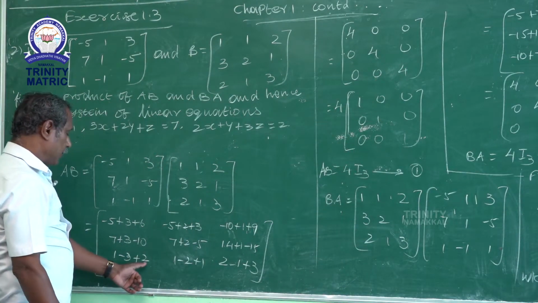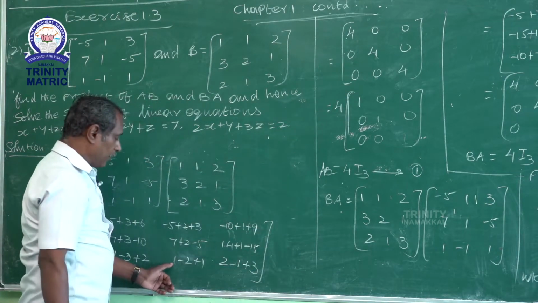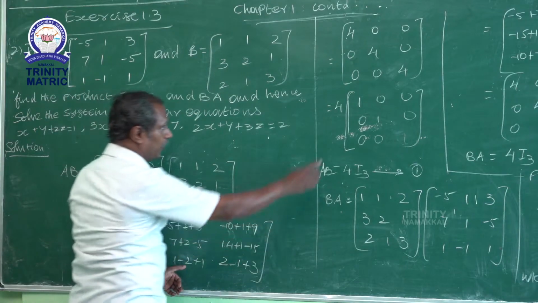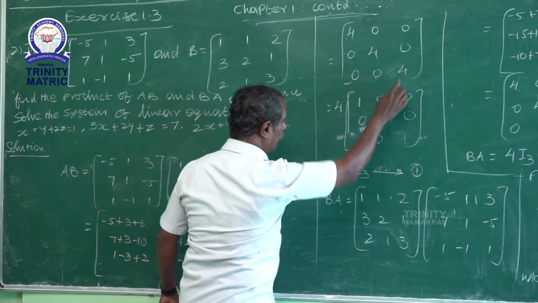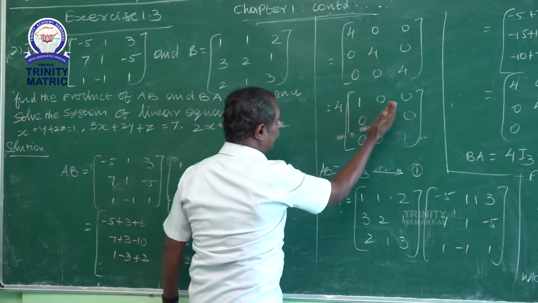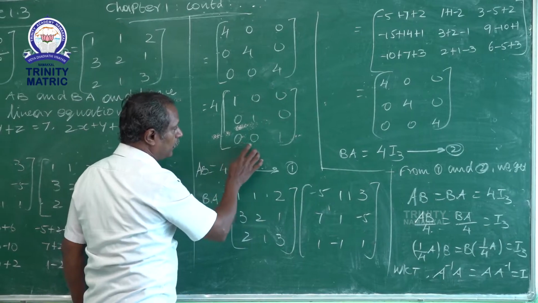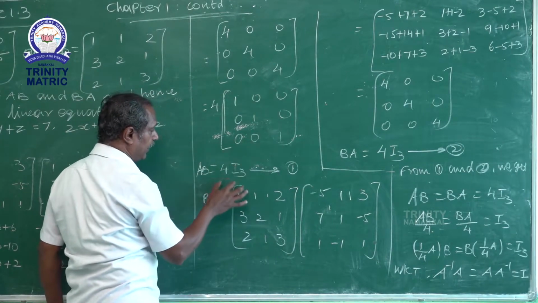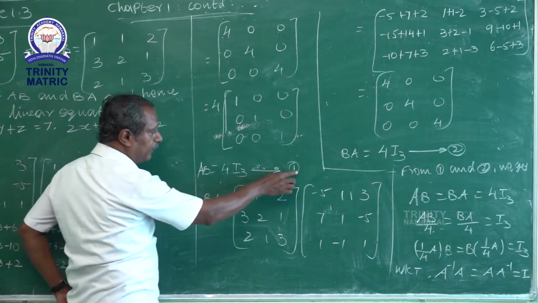Then 1 plus 2 is 3, 3 minus 3 is 0, we are getting. 1 plus 1 is 2, 2 minus 2 is 0. Then 2 plus 3 is 5, 5 minus 1 is 4. So from the matrix we take out the 4, and outside we can write 1, 0, 0, 0, 1, 0, 0, 0, 1. This is the identity matrix of order 3, which can be represented as I3. That is AB equals 4I3. Keep the result as 1.